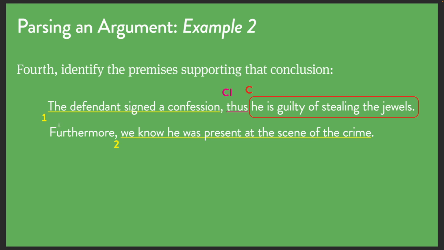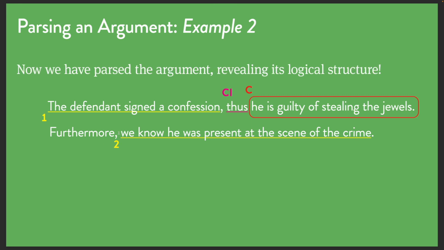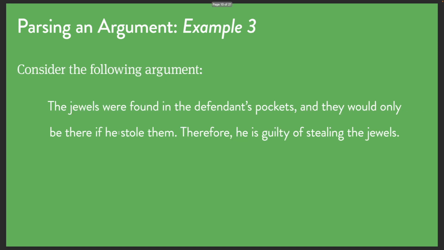And then we've numbered them 1 and 2. And there it is. That's the parsed argument, the logical structure. And again, the logical structure is just what's the conclusion and what are the reasons given for it. And we've marked any indicator words that helped us get there. All right, let's do another example. Again, you can pause and think about it.